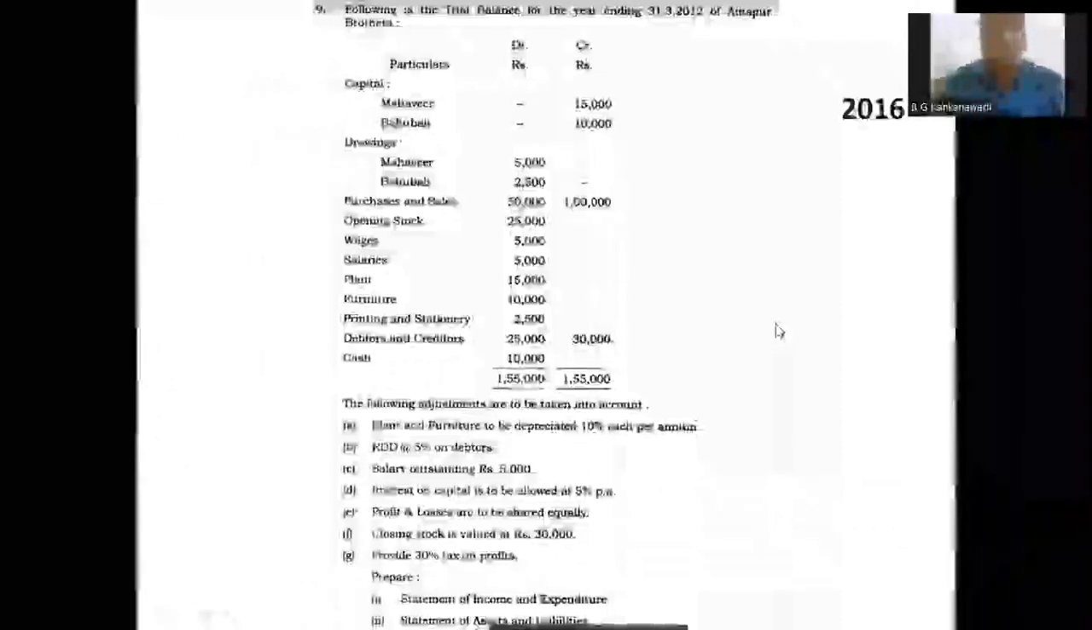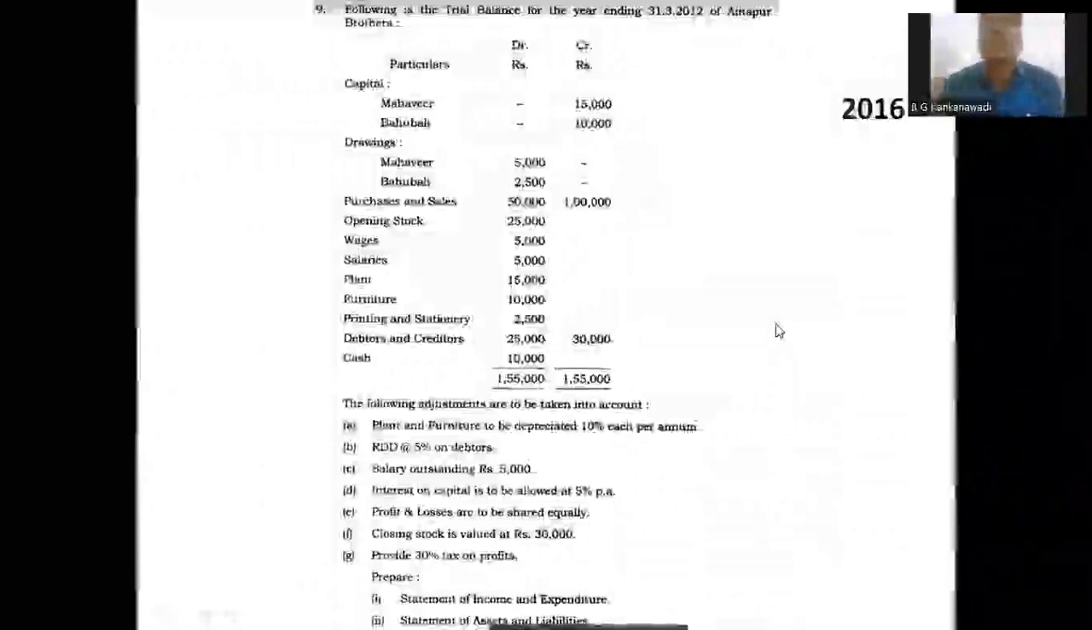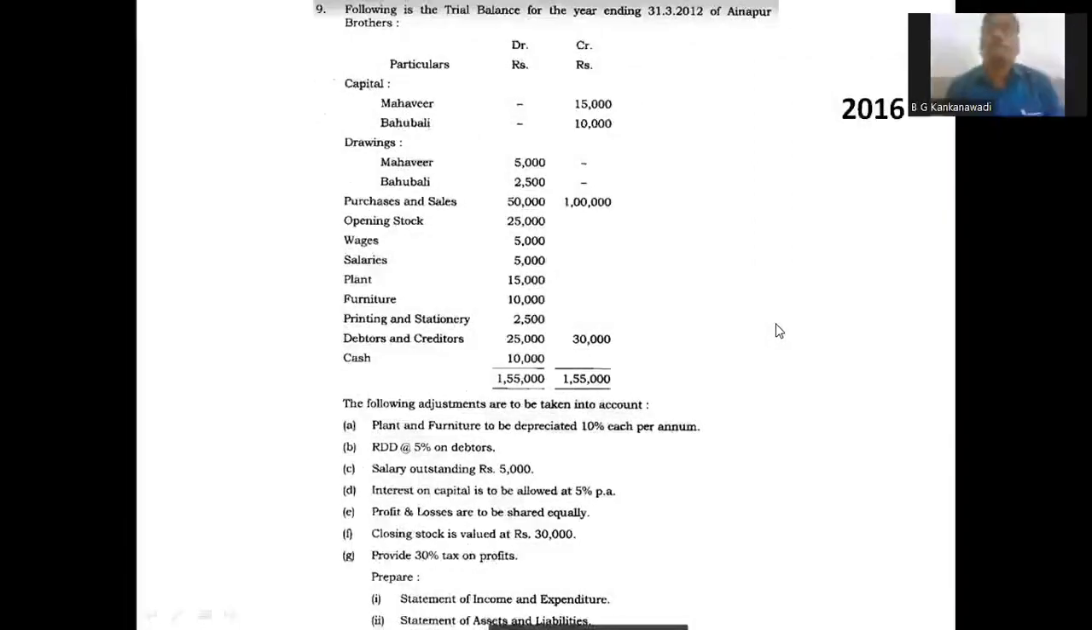Today I would like to explain the 2016 question paper connected with limited liability partnership. In this question paper, question number 9 is connected with limited liability partnership.